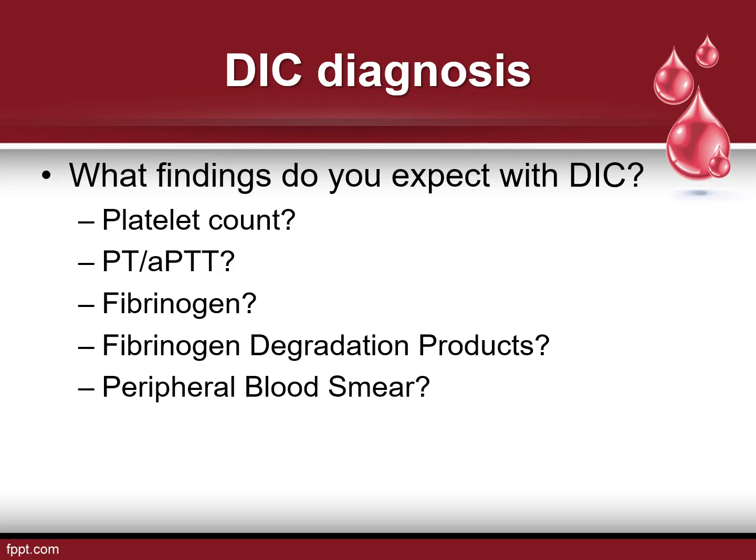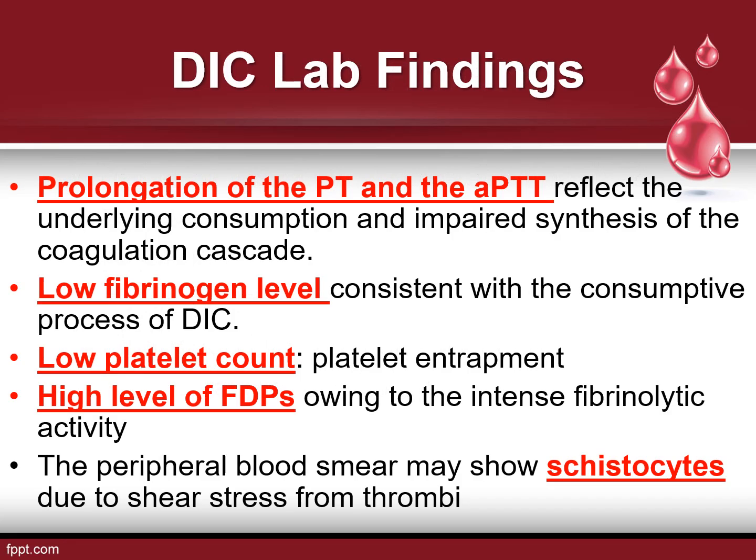Let's see the next slides. DIC lab findings are well summarized here. Prolongation of PT and APTT, low fibrinogen level, low platelet counts, high level of fibrin degradation products, and the peripheral blood smear may show schistocytes.